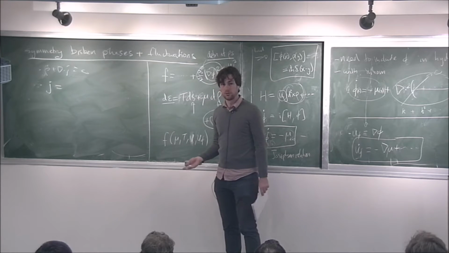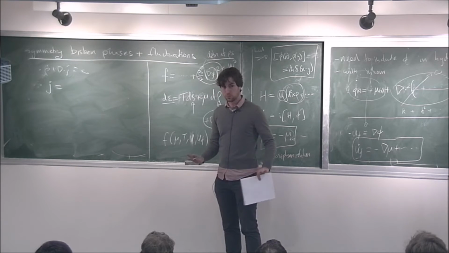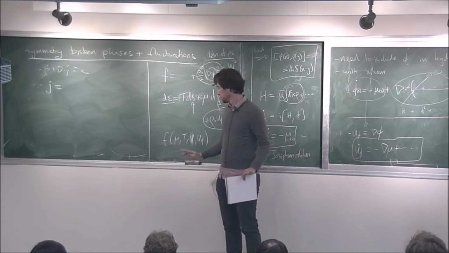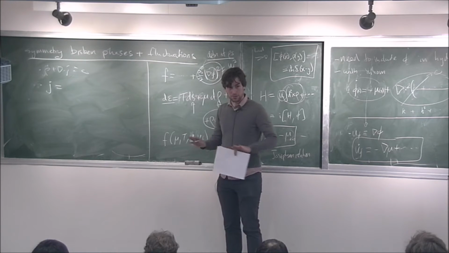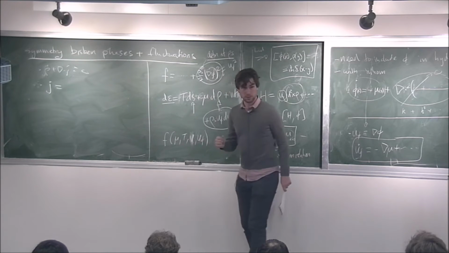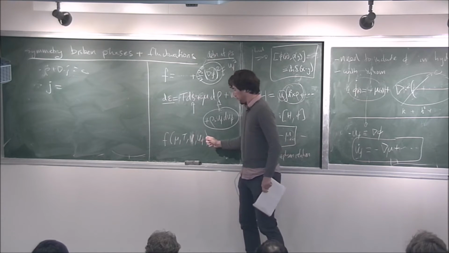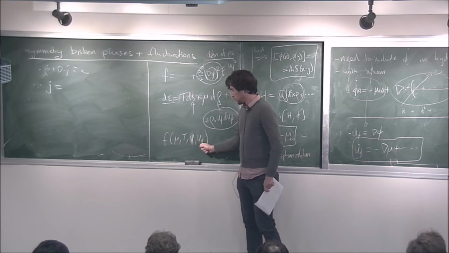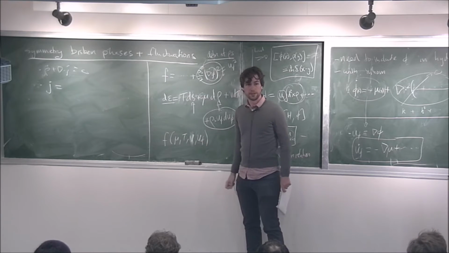And now there's a new mode, which is this Goldstone boson, which has got nothing to do with momentum. So this is called a velocity, but it's not related to translations. It's related to this internal symmetry, and so there's a new thermodynamic variable, so this can depend on u phi.